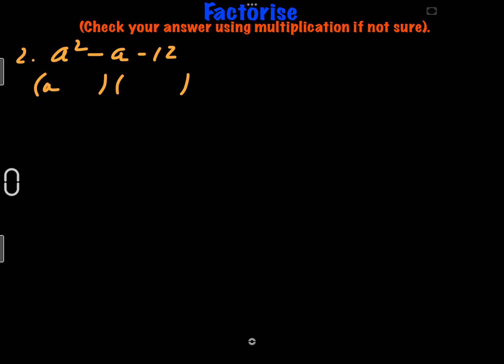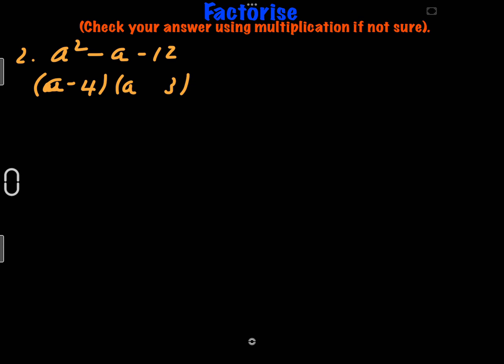The first leading coefficient is a squared, so we have a and a. Factors of 12 are 4 and 3, and then the next thing is to consider the bigger value between 4 and 3, which is 4. So look at the middle value, which is -1. Because it's -1, the bigger value takes the operation in front of the middle term, so that's -4.